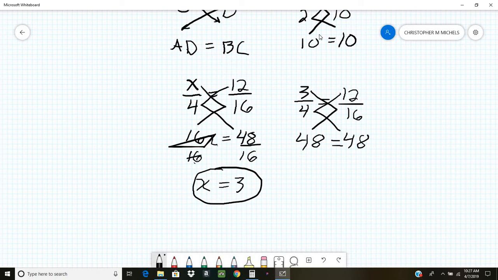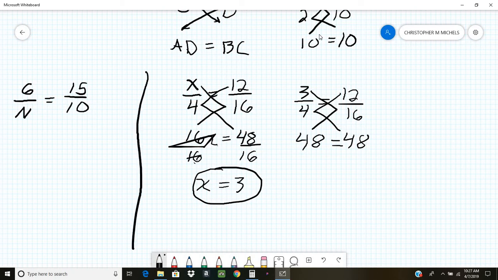Let me give you another example. Let's say we had 6 over n equals 15 over 10. I'll draw a line here. Now we look at this one. Same thing. We're trying to find the amount that makes this true. The n's just on the bottom, but you still do the same thing.